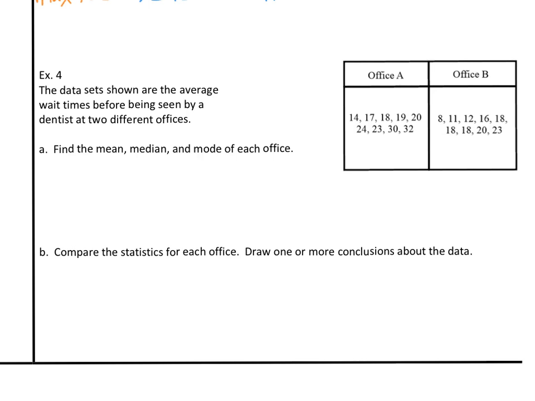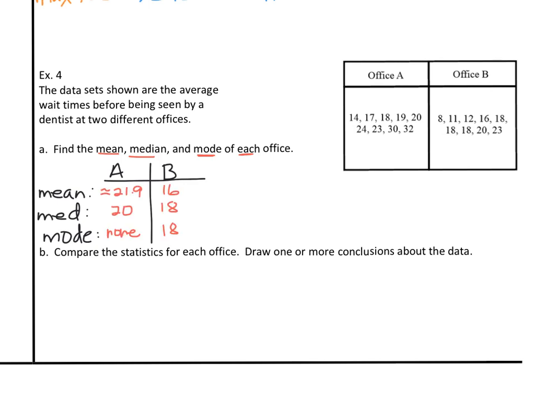For part A, we want to find the mean, median, and mode for each office. What I'd like you to do is just break that down for office A and office B. Let's find the mean, median, and mode. And then for part B, we'll compare these statistics and see if we can draw any conclusions. So please pause the video one last time and find the mean, median, and mode for each of these offices. Then press play and we'll go on to part B.